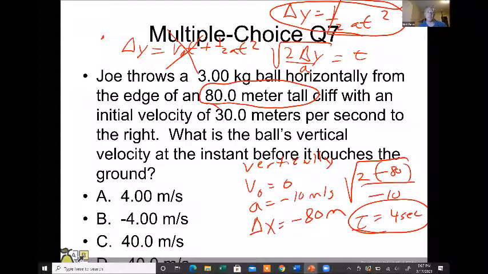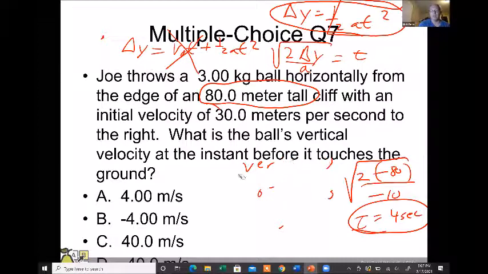That's not the answer I'm looking for. I'm looking for the vertical velocity, but I've got to know the time to get to that velocity. Once I have the time, I can use another one of my kinematic equations to find the velocity, and I'll just use this one. Final velocity equals initial velocity plus acceleration times time.